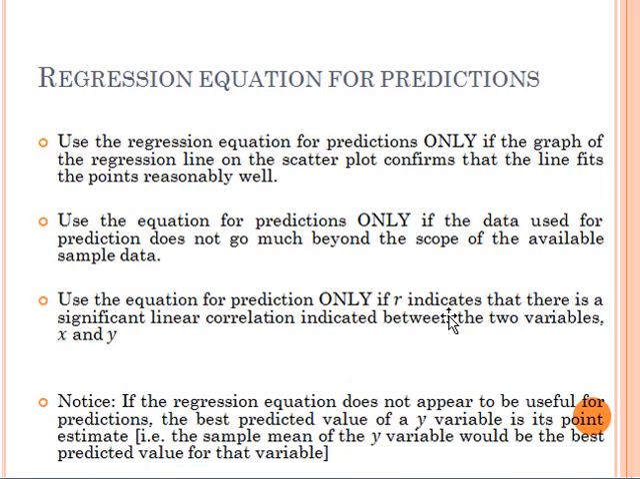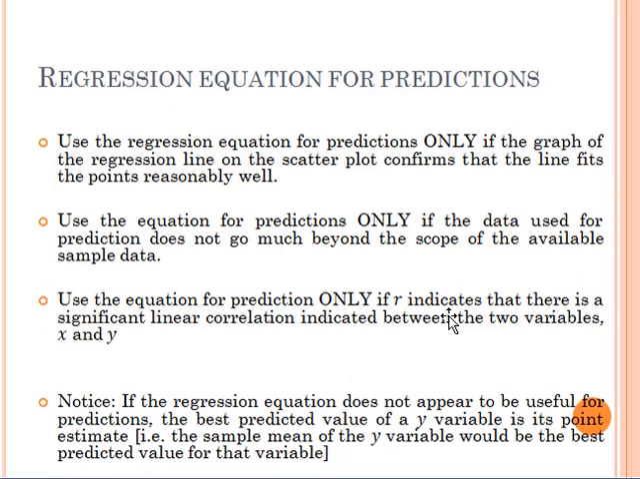In order to see whether we can use the regression equation for predictions or not, we need to look at some points. We can only use the regression equation for predictions if the graph of the regression line on the scatter plot confirms that the line fits the points reasonably well, right? If the points are not fitting reasonably well on the scatter plot, then we should not use the regression equation for predictions.